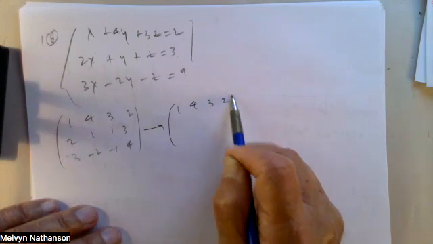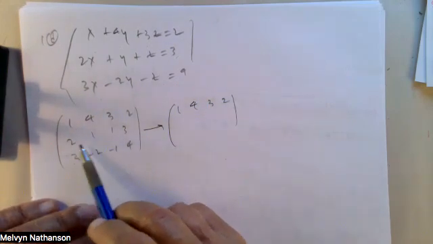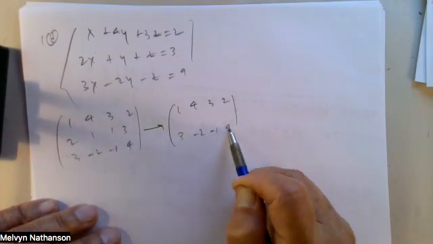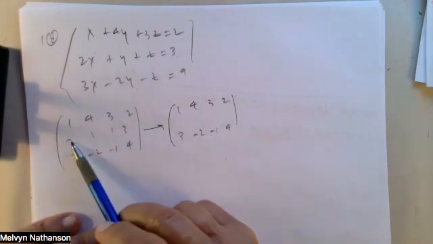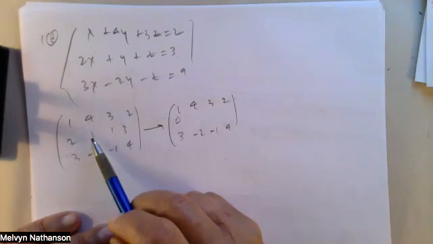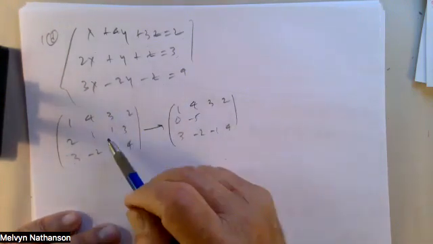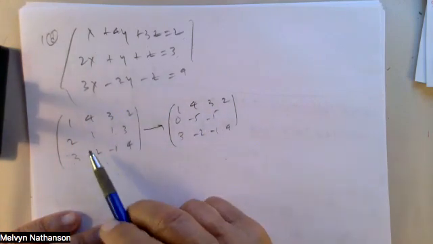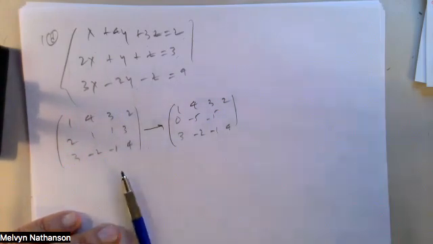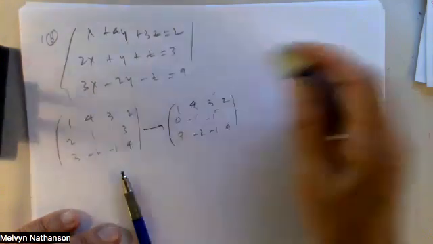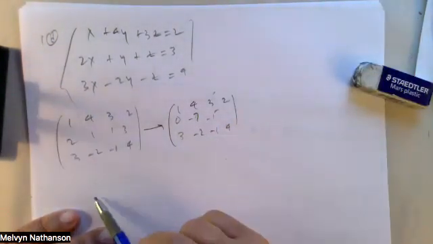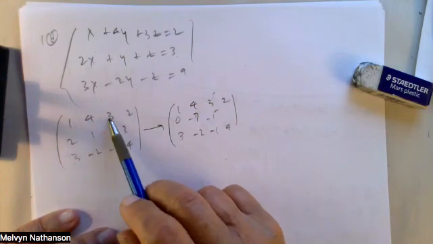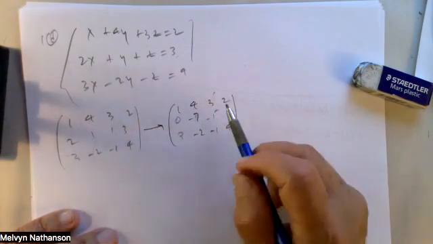So I want to get zeros below the 1. I can take the second row, leave the third row unchanged, and subtract 2 times the first row. 2 minus 2 is 0. 1 minus 8 is minus 7. Better get that right. 1 minus 6 is minus 5. 3 minus 4 is minus 1.